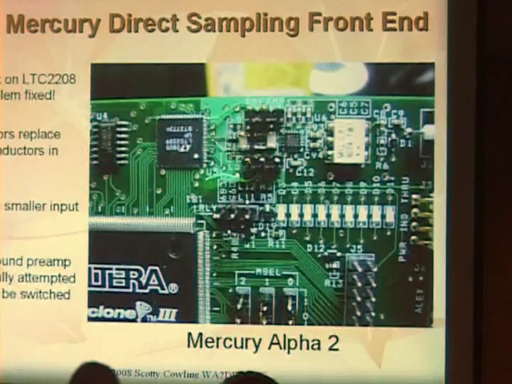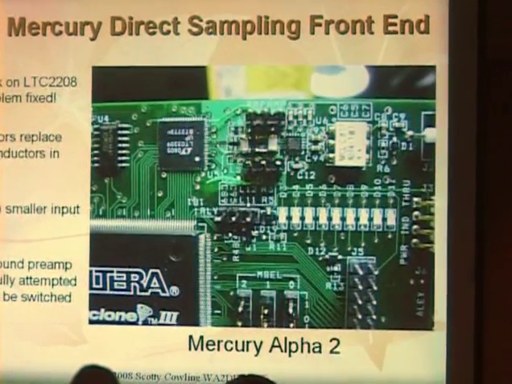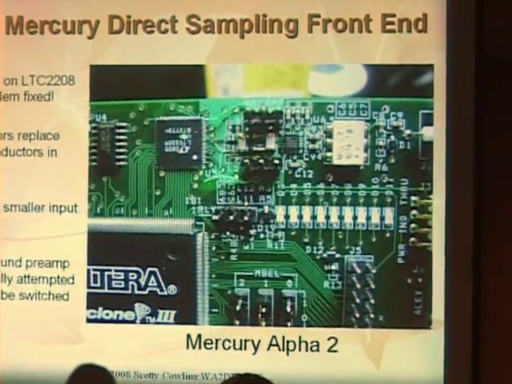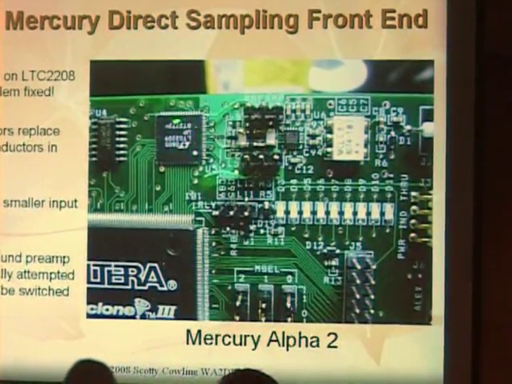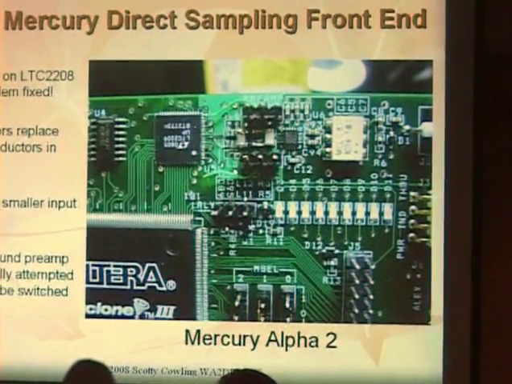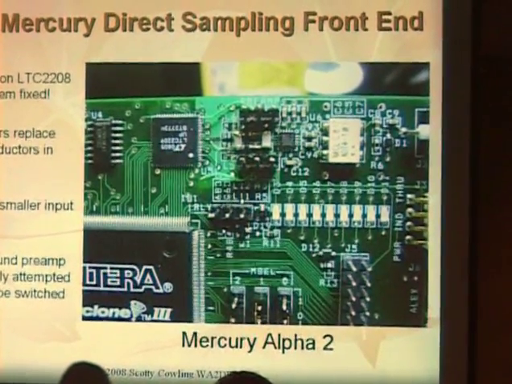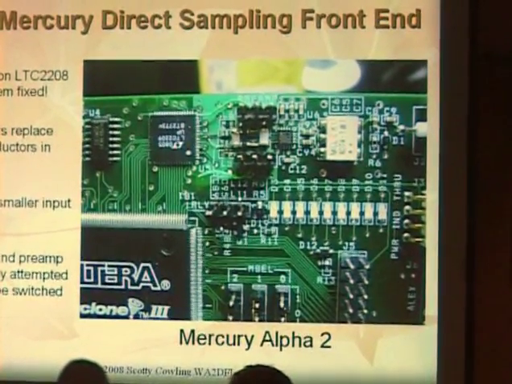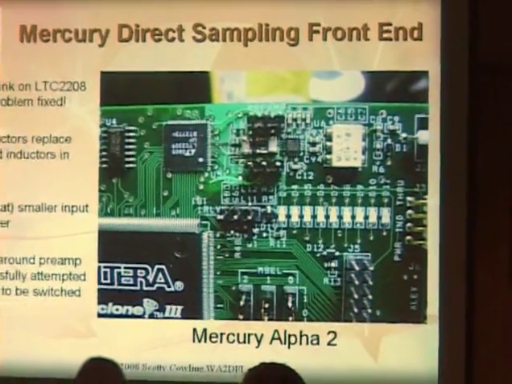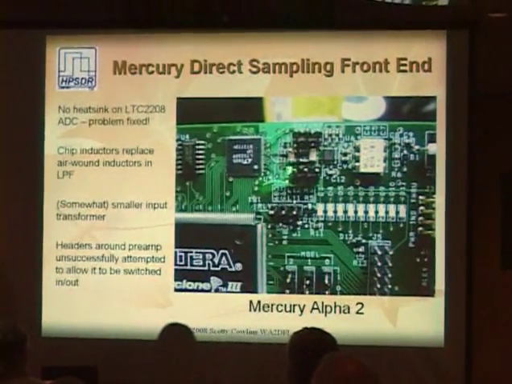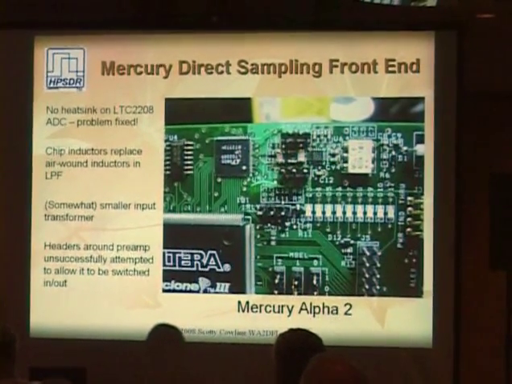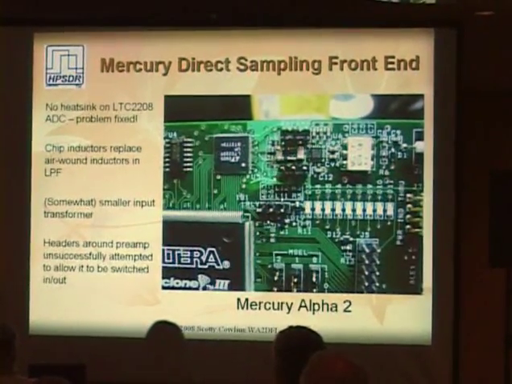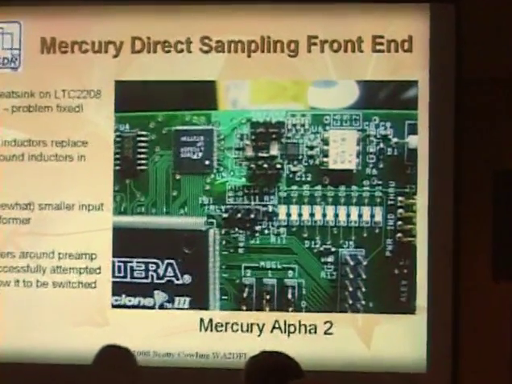Okay, and this is Alpha 2. Now notice that there's no heat sink here. We fixed the problem with the heat dissipation. What you don't see underneath is a pad almost the size of this part, and another likewise pad on the back of the board, with 64 vias in between. So now we've got some good heat sinking. Notice that the air-wound inductors are gone. We're using chip inductors now. And the somewhat similar transformer is a little bit smaller, but you'll see this morphs a little bit more.